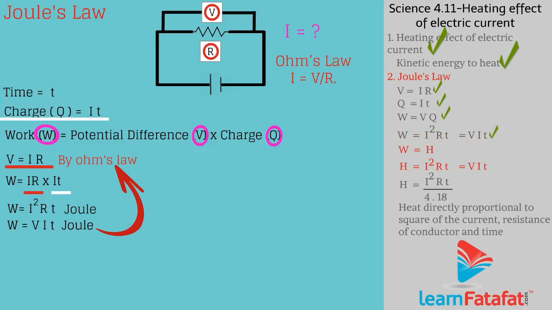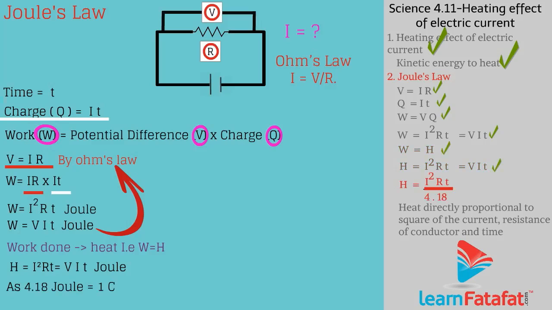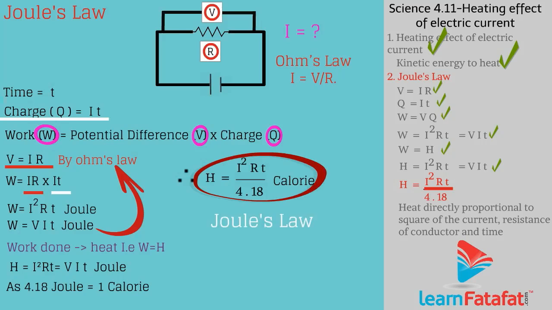As current flows through the conductor, this work done gets converted into heat. Therefore, H is equal to I square R t, which is equal to V I t joule. As 4.18 joule is equal to 1 calorie, therefore H is equal to I square R t divided by 4.18 calorie. This relation is known as Joule's law.